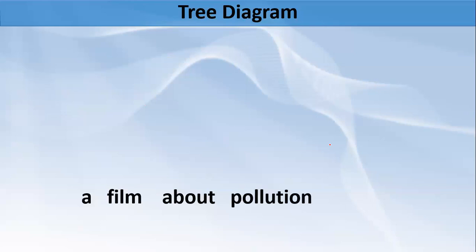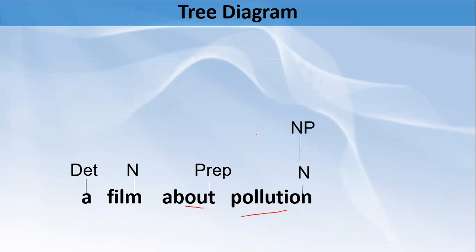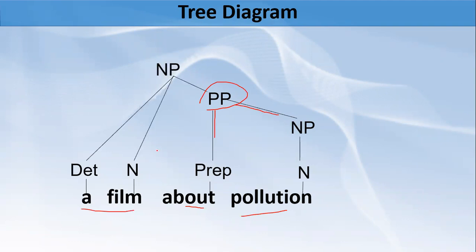Similarly, "a film about pollution". Fine. So look at "pollution". Pollution is a noun. "About" is a preposition. So we have a noun phrase and a preposition. This is a prepositional phrase, a combination of preposition and noun phrase. Then we have "a" and "film". So this noun phrase consists of a determiner, a noun, and a prepositional phrase. Fine. Moving to some other examples.